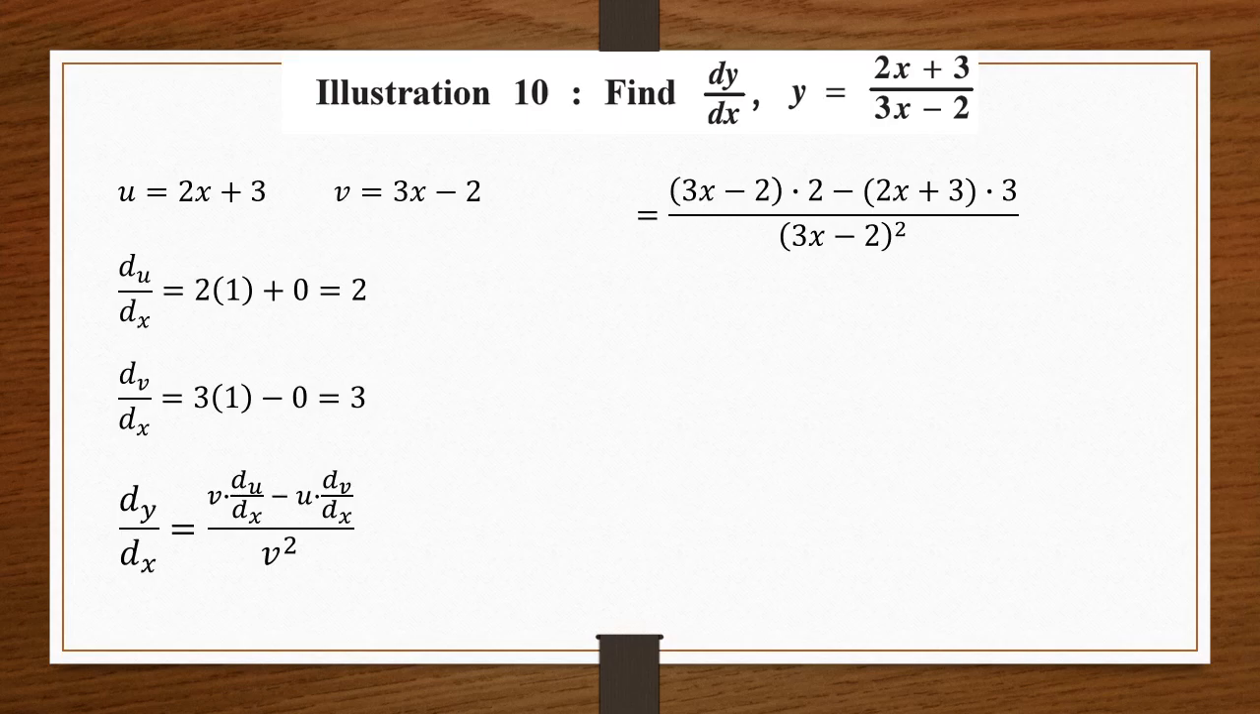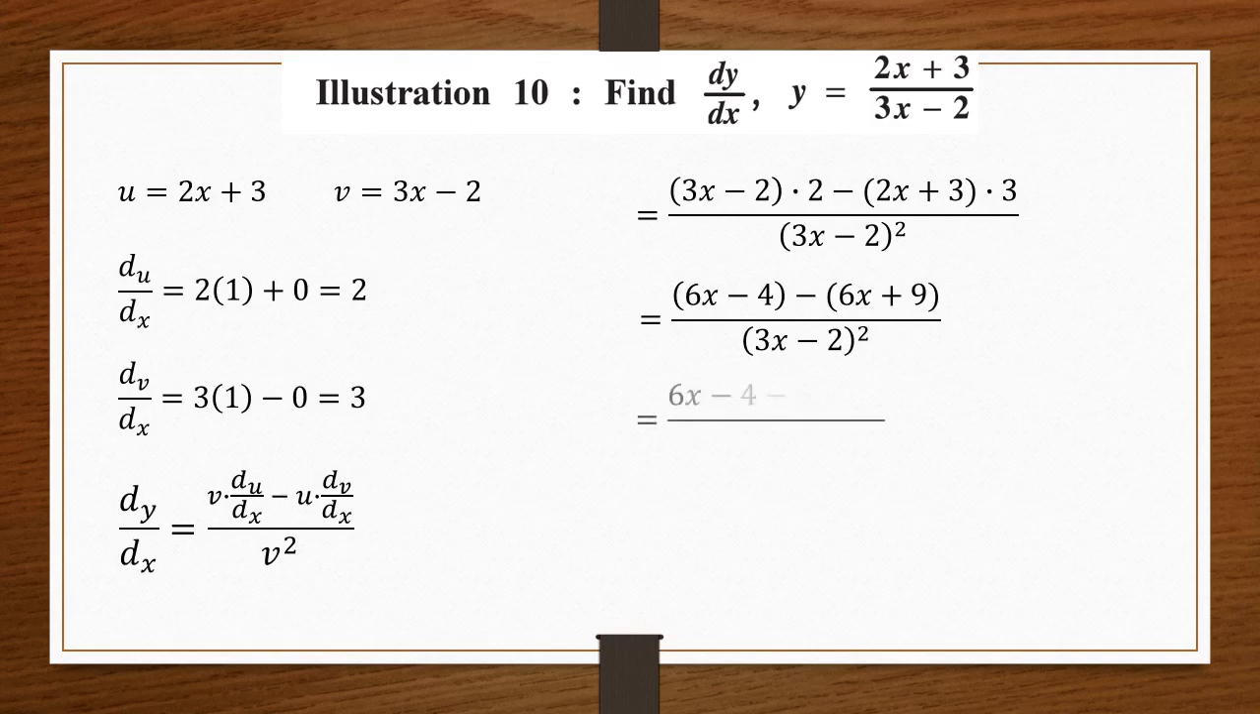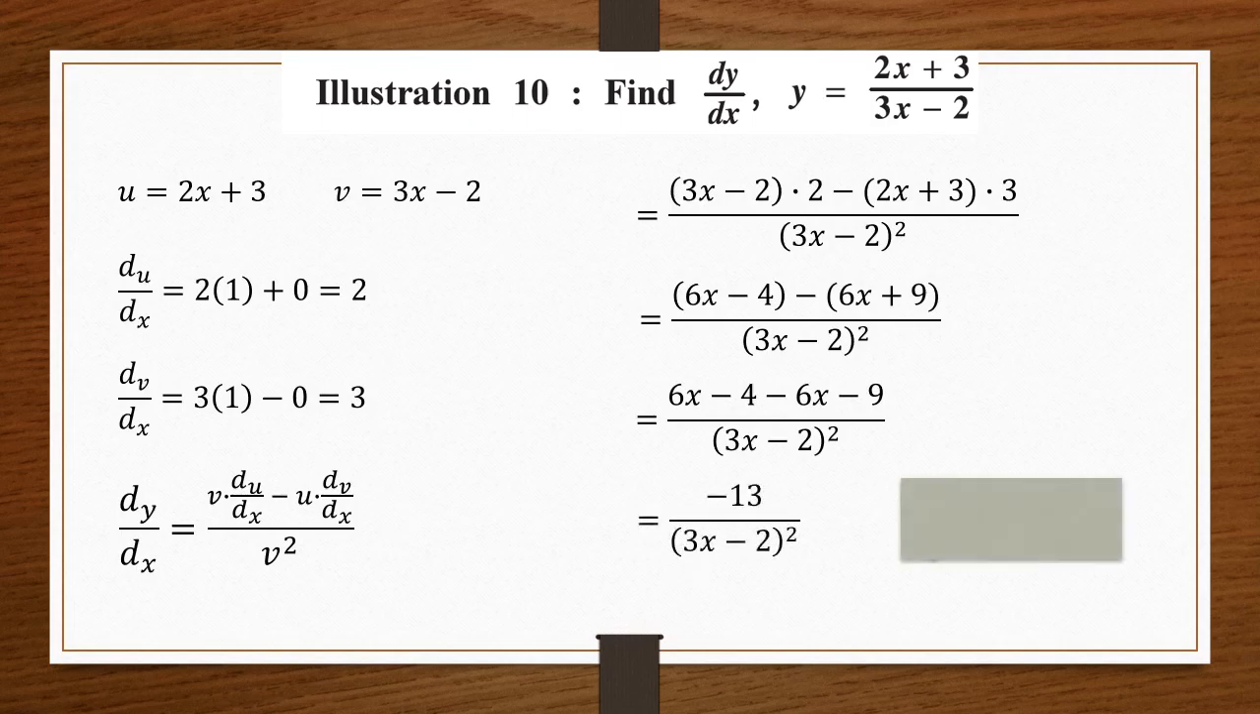Now we will multiply the values in the numerator. 3x minus 2 multiplied by 2 will get us 6x minus 4, and then 2x plus 3 multiplied by 3 will get us 6x plus 9. Now what we are going to do next, we are going to open the brackets. So 6x plus 9 will be converted as minus 6x minus 9. Now 6x is positive and minus 6x, so they will be cancelled, and negative 4 minus 9 gets us negative 13. So my dear students, this is the value of the differentiation dy upon dx, that will be negative 13 divided by 3x minus 2 the whole square.